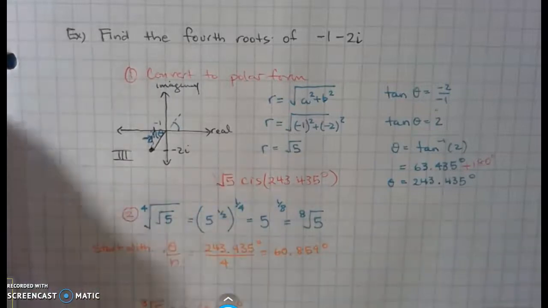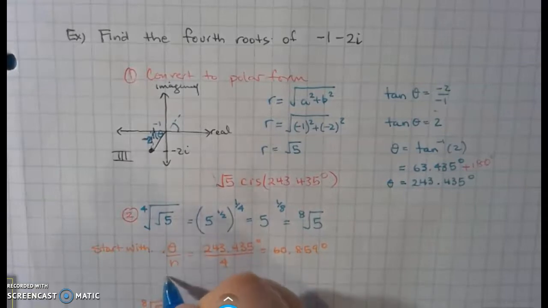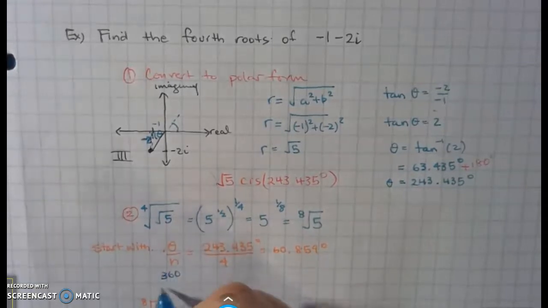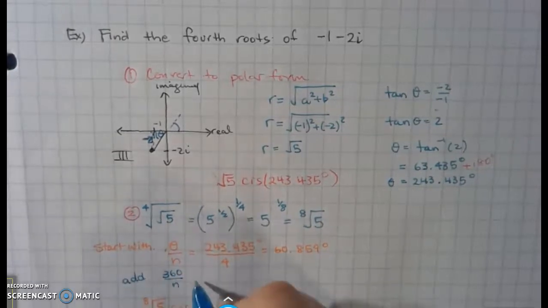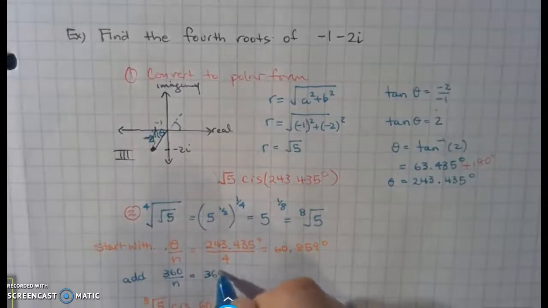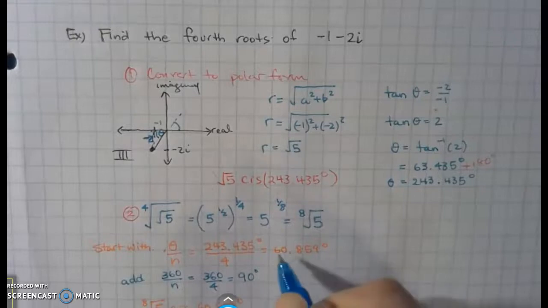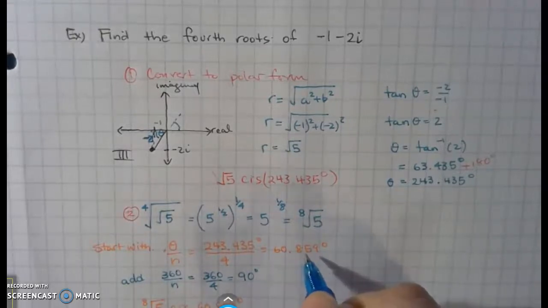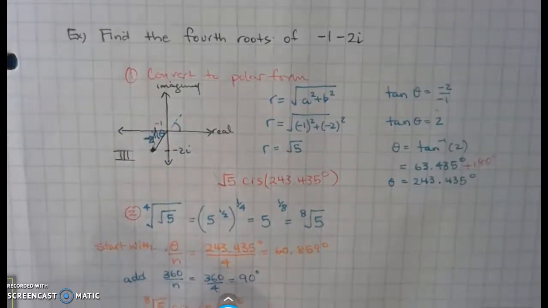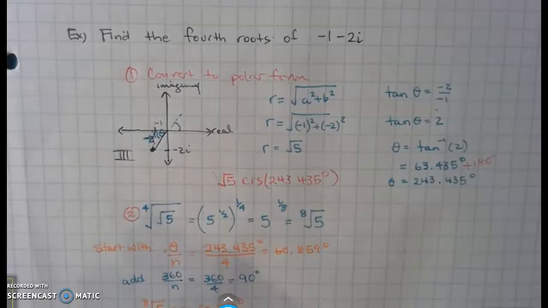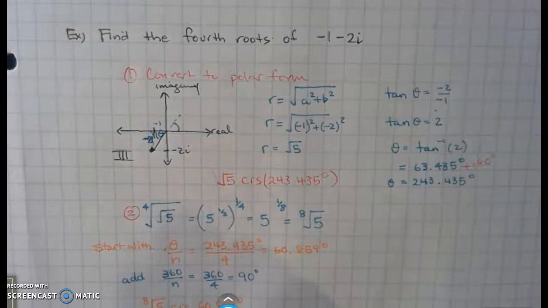And then what is my second solution going to be? The second solution is going to be where I am adding 360 divided by n. So 360 divided by n, which is 4, means we're adding 90 degrees. Okay, so we're adding 90 degrees to 60.859. So my next solution is going to be the 8th root of 5 at 90 plus 60, 150.859 degrees.